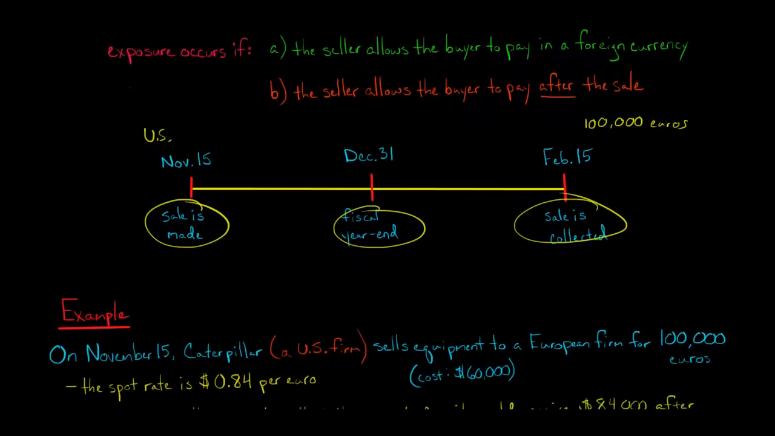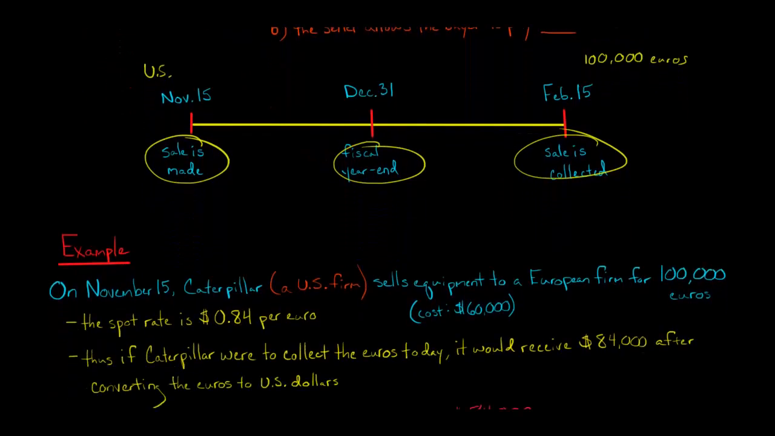So I'm going to show you the journal entries and walk you through this. So again, we've got November 15th. We've got the sale made. Caterpillar is a U.S. company, so their financial statements are going to be denominated in U.S. dollars, but this contract is denominated in euros. They sell to a European firm that promises to pay 100,000 euros, and the cost of the equipment to Caterpillar, for cost of goods sold purposes, is $60,000. We'll use that in our journal entry. And the spot rate, the exchange rate at the time, November 15th, is 84 cents. So 84 U.S. cents would buy you 1 euro. That's the exchange rate at that point in time.